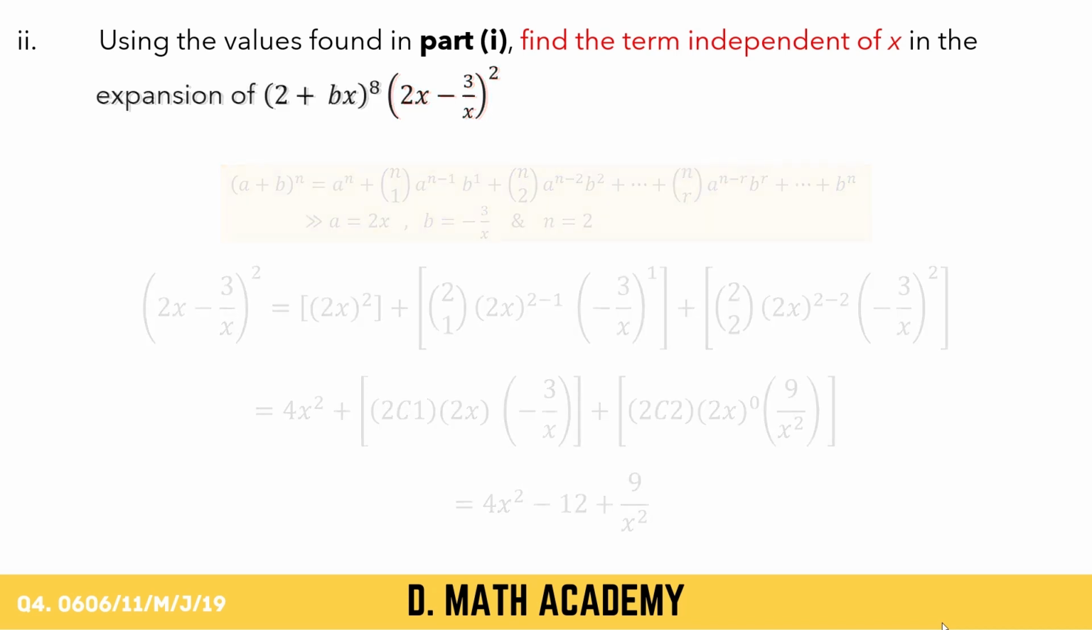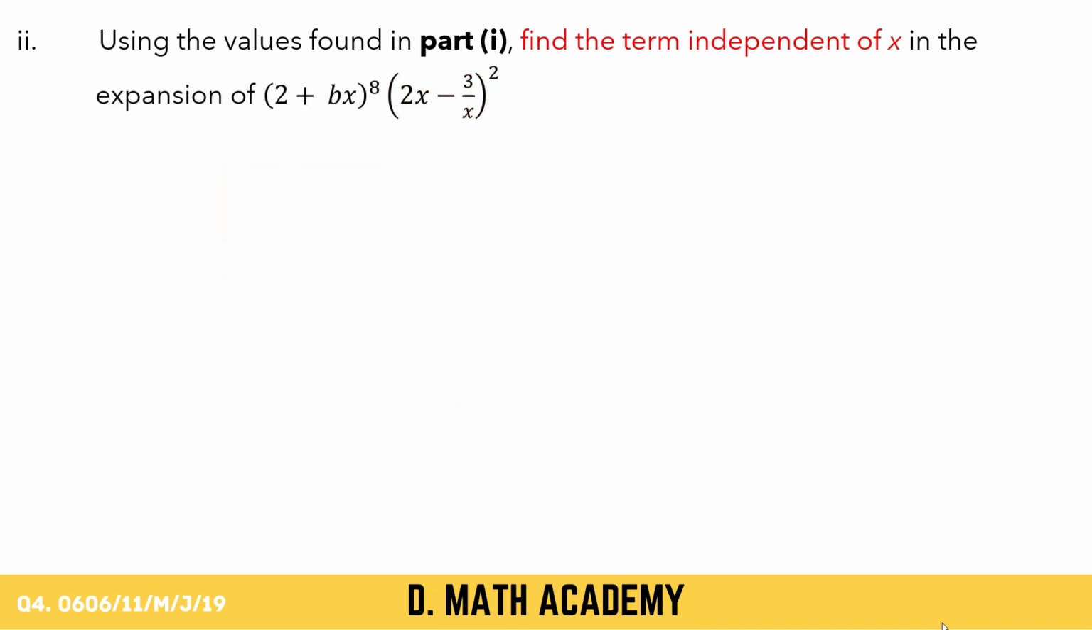Incorporate the results that you've gotten for your (2 + x)^8. You now have this new formula here, which is 256 plus 256x plus 112x squared, multiplied with 4x squared minus 12 plus 9 over x squared. Determine how you identify the term independent of x.